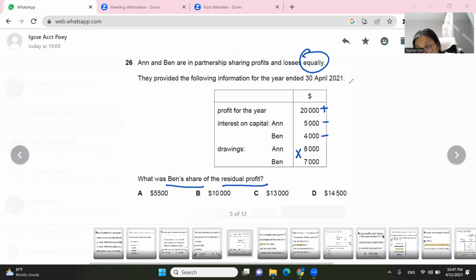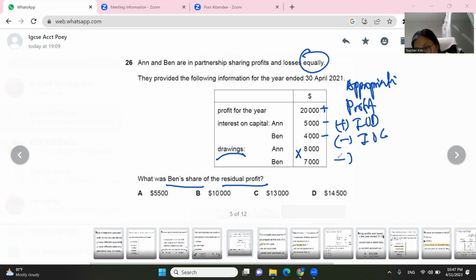So the calculation for the appropriation account starts from the profit for the year, plus interest on drawings if you have it. This is drawings, this is not interest on drawings, so this one is not taken into account. Minus interest on capital, minus salary. Okay, so after that, get the balance, then you share the profit between A and B. So let's recalculate first. So this is 20,000, and then interest on capital.